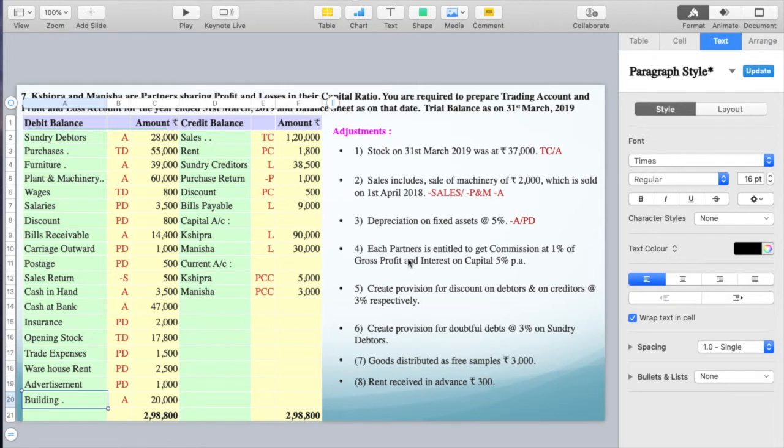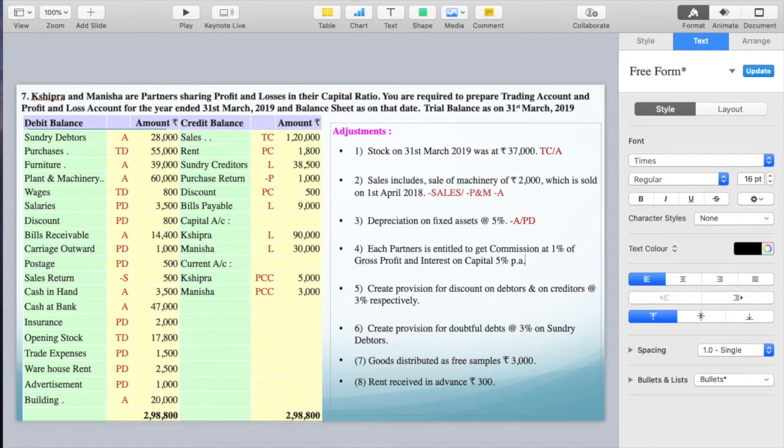Now each partner is entitled to get commission at 1% of the gross profit. So first we have to find out the gross profit and then only we can provide this commission. And interest on capital at 5% per annum. On capital, that means on 90,30,000, we are supposed to provide the interest as well, right? Both are related to partners and the effects of both transactions will be the same.